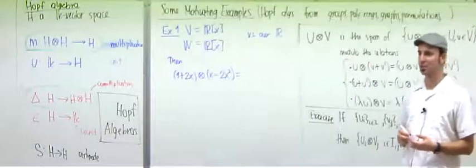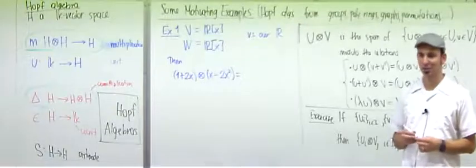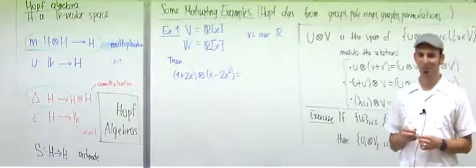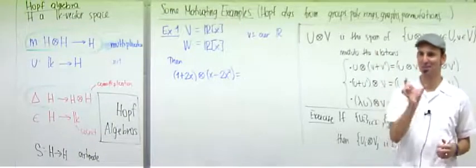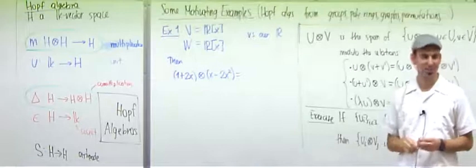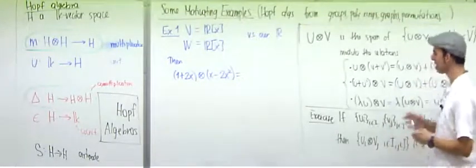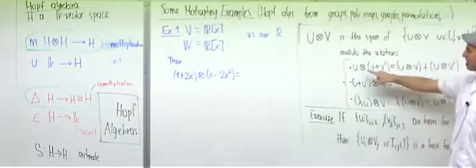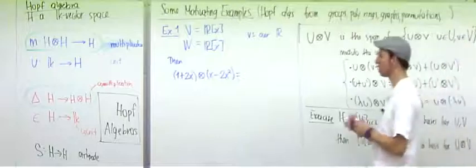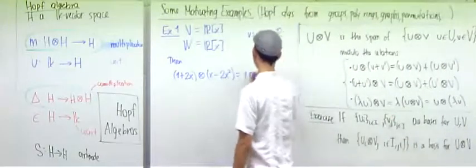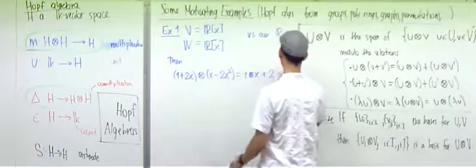Well, you're tempted to distribute this, I hope. Can I distribute it? I hate this FOIL, but you know what FOIL is, when you distribute A plus B times C plus D. Can you do FOIL? You can do FOIL, because the tensor product is distributive both on the left and on the right. So you can do 1 tensor x plus 2x tensor x.